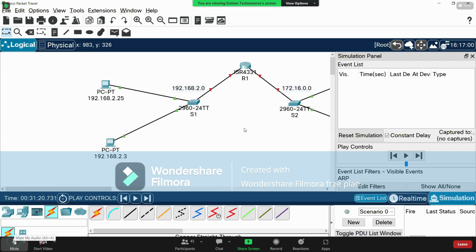So the answer for this is: assign any IP address that belongs to this network.